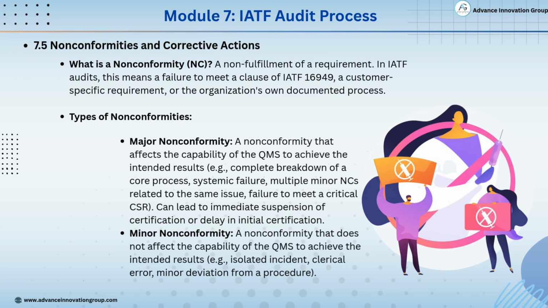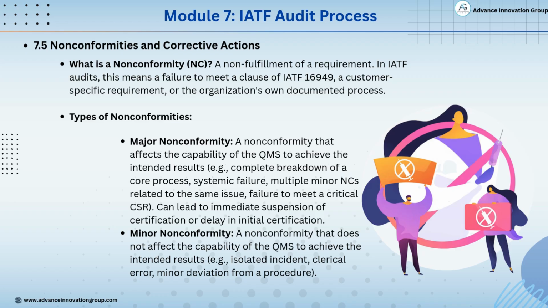This slide is about nonconformities, what they are, and how they are classified in IATF audits. What is a nonconformity? NC. A nonconformity is a failure to meet a requirement. In IATF audits, it could mean not complying with a clause of IATF 16949, failing a customer-specific requirement, or not following your own documented process.